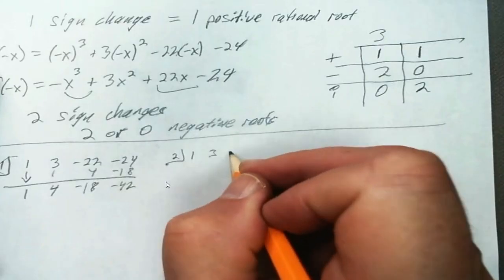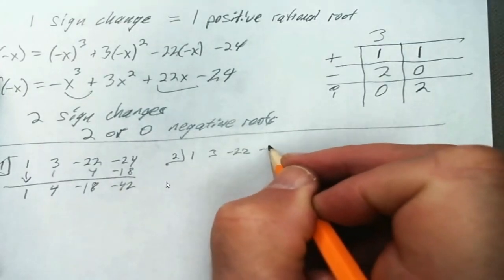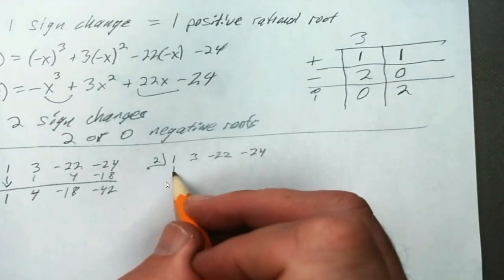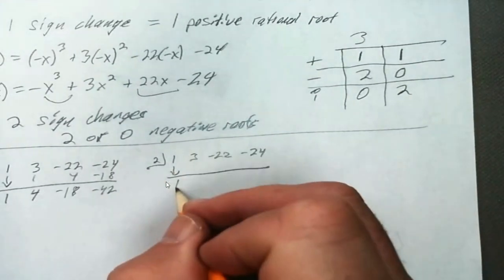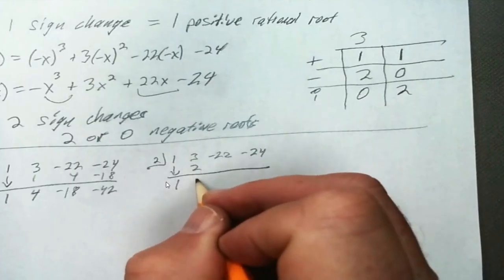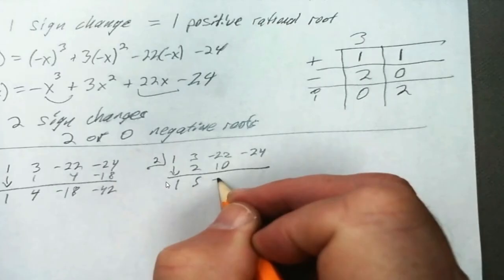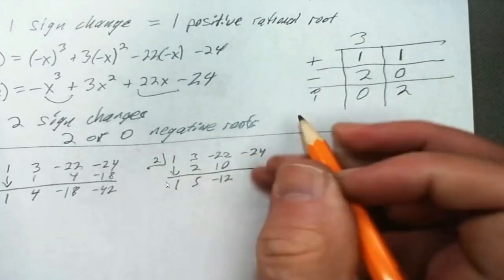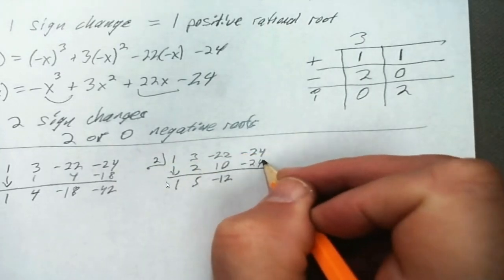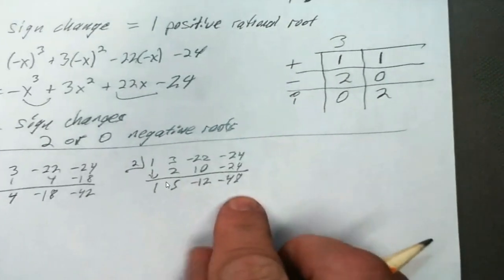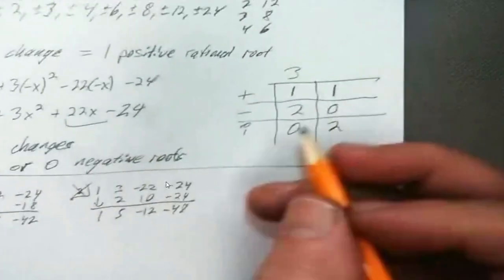1, 3, negative 22, negative 24. Bring that one down. We got 1. 2 times 1 is 2. Add those. 2 times 5 is 10. Add those. Negative 12. 2 times negative 12 is negative 24. That didn't work. It's negative 48. 2 is not a solution.